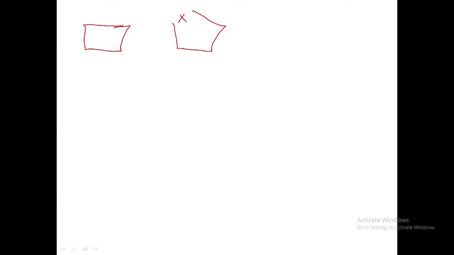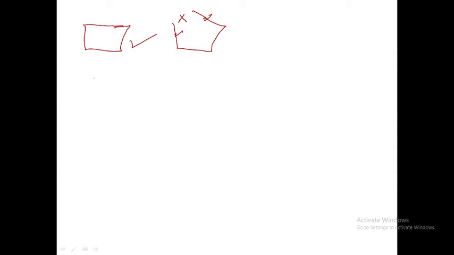Okay, that means two adjacent sides meet at a point here. But here this side and this side, these are adjacent sides, are not meeting. So it is open. So a quadrilateral is a closed figure bounded by four straight lines.